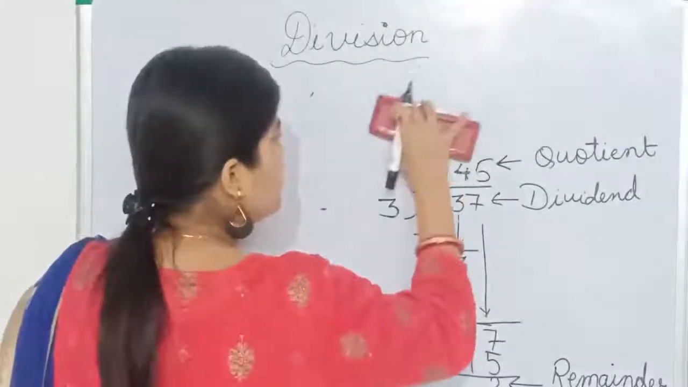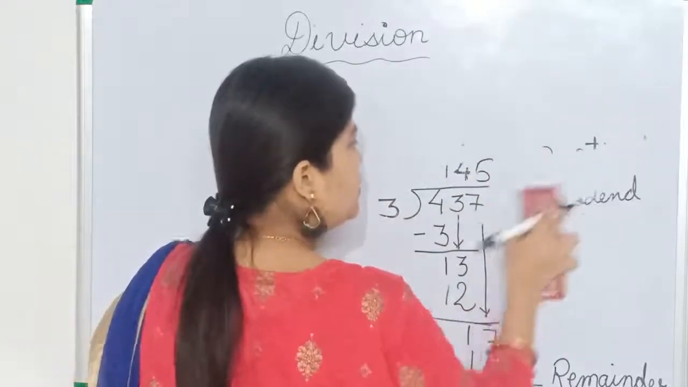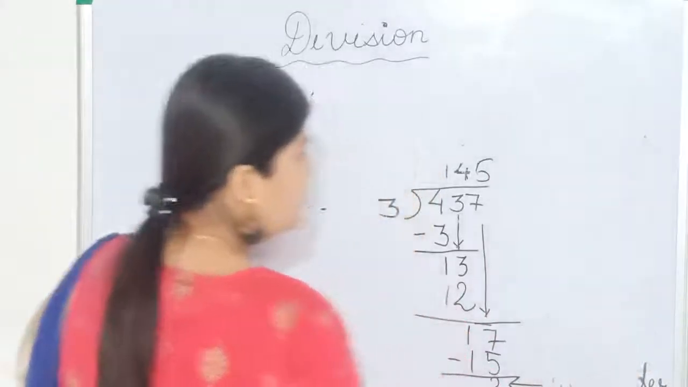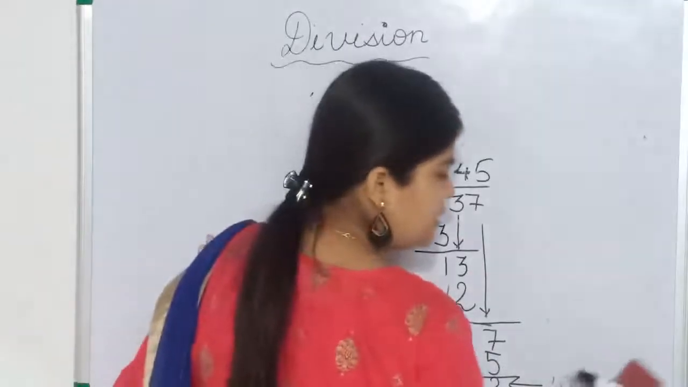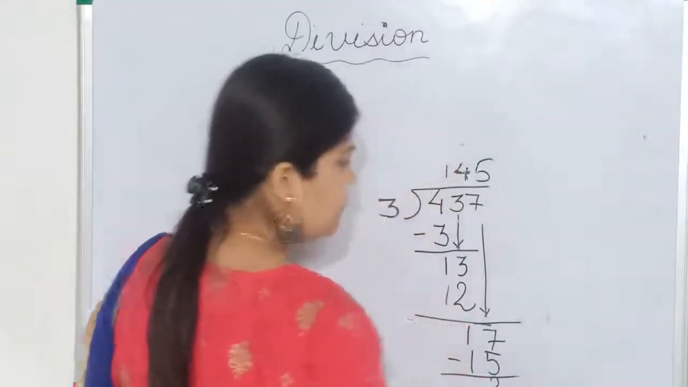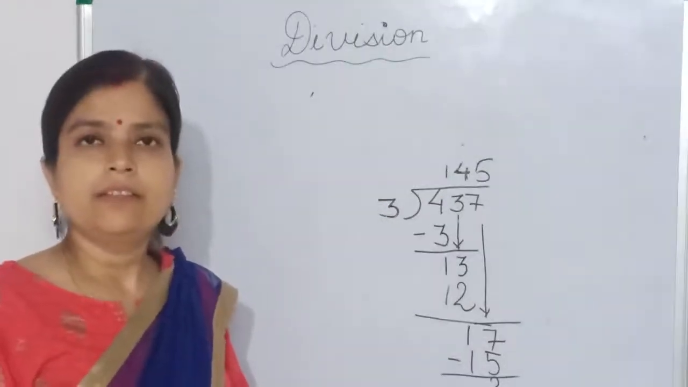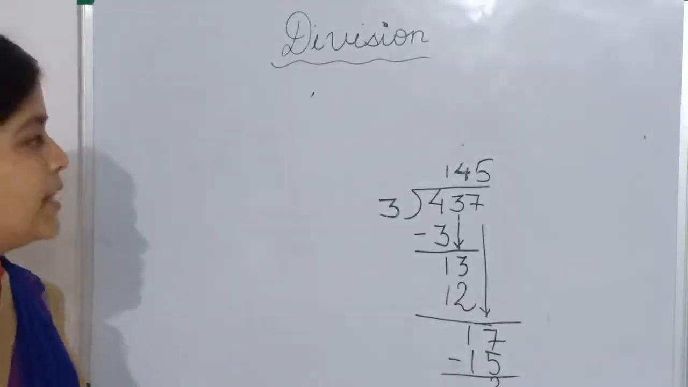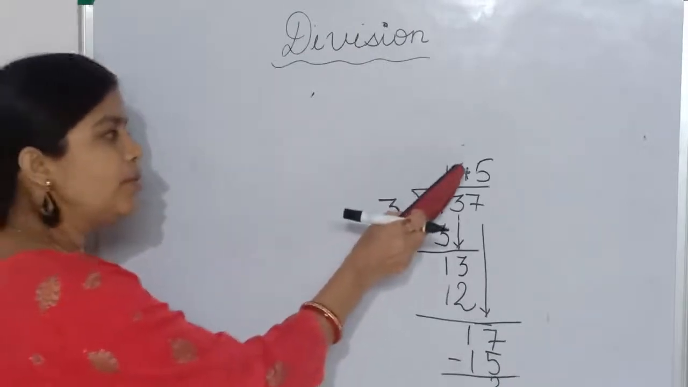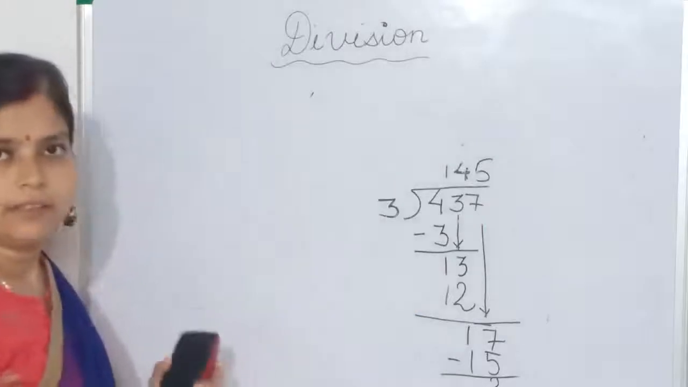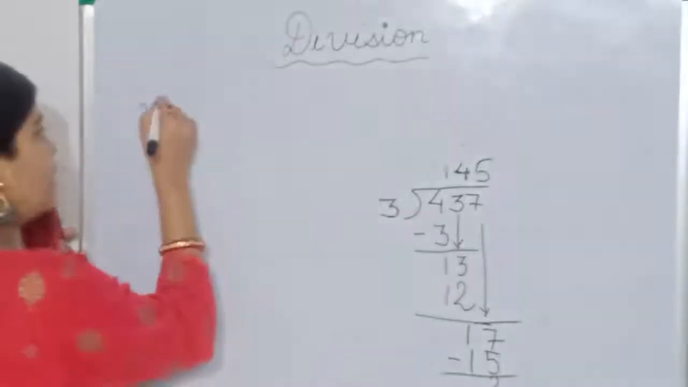Before that, children, there is a question in our mind: whether what we have divided here is right or wrong. I want to check my answer. Is my division right or wrong? Maybe I made a mistake in my calculation. So for checking, for verifying the answer, there is one rule: divisor into quotient plus remainder is equal to dividend. So learn this rule by heart to verify your answer.